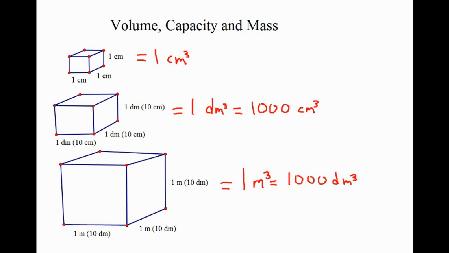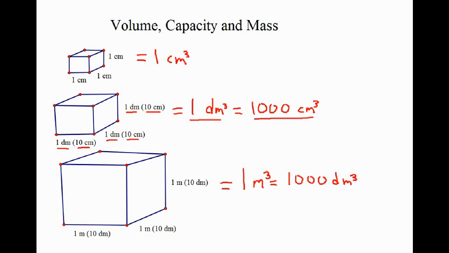Another example of a unit of volume is a decimeter cubed, and a decimeter cubed is a cube. That's 1 decimeter by 1 decimeter by 1 decimeter. Now, 1 decimeter is 10 centimeters. So if we looked at the length, width, and height of this cube in centimeters, it's 10 centimeters by 10 centimeters by 10 centimeters. This is 1 decimeter cubed. If we're going to calculate the volume of this cube in centimeters cubed, it's 10 times 10 times 10. So 1 decimeter cubed is 1,000 centimeters cubed.